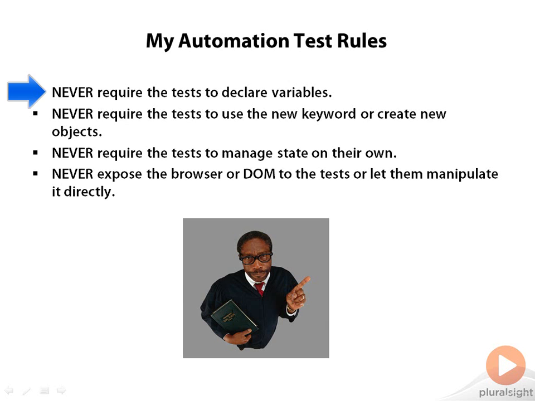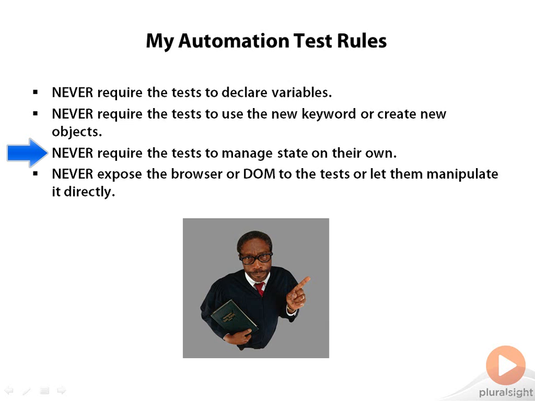So the first rule is to never require tests to declare variables. And this is pretty simple and straightforward. It keeps things really simple and keeps someone from having to know a lot of different programming constructs if they never have to declare a variable. The second one is to never require the test to use a new keyword or create new objects. Again, this makes it so that the person writing the test doesn't have to understand object-oriented concepts and they don't have to know what a constructor is.